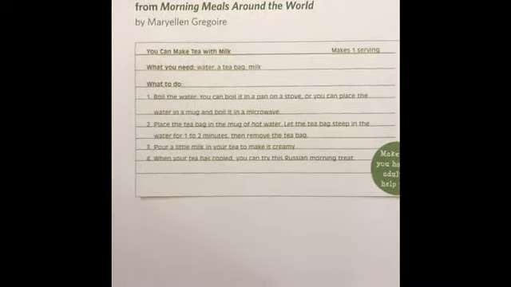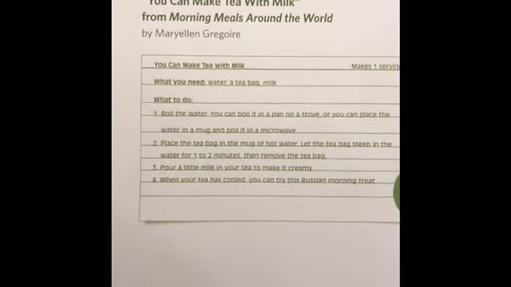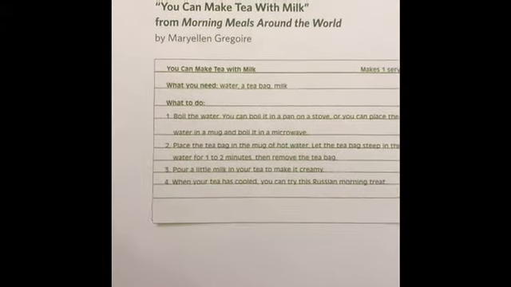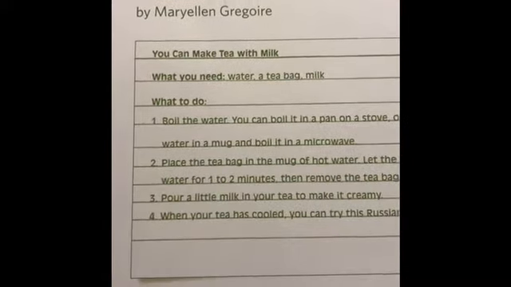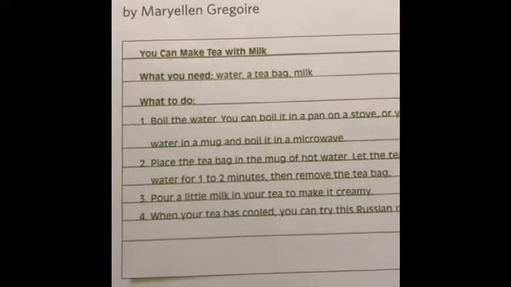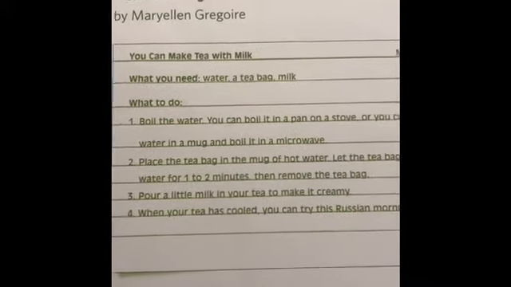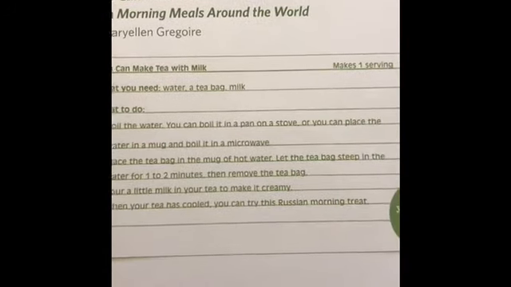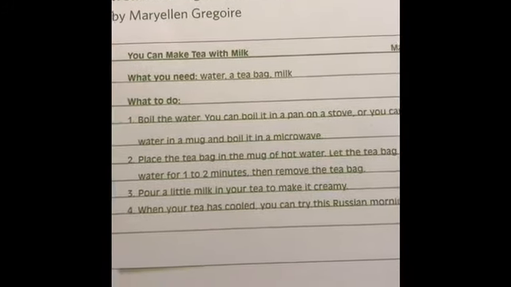All right, third graders, here's the other recipe that we're reading about today. You can make tea with milk, one of my favorite breakfasts. So it says you can make tea with milk. What you need, again, those are the ingredients: water, a tea bag, milk. What to do: boil the water. You can boil it in a pan or on a stove, or you can place the water in a mug and boil it in a microwave.